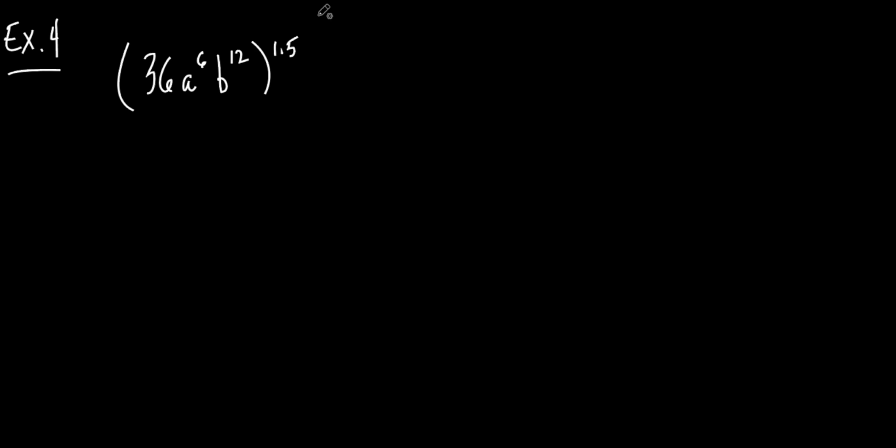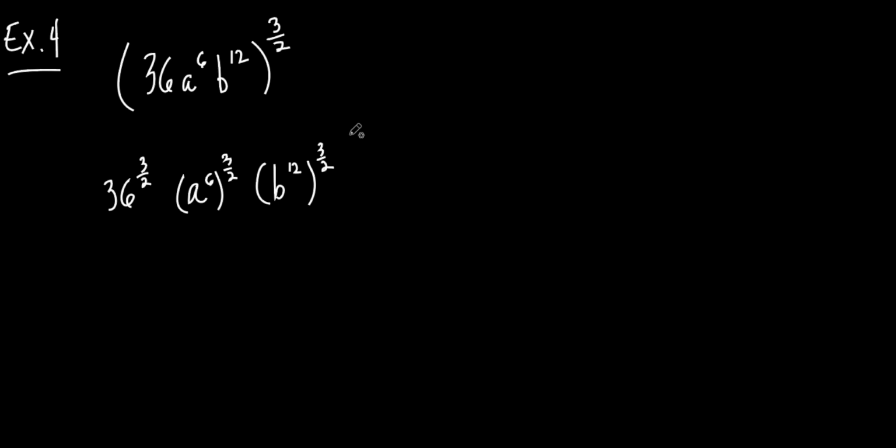Well, what's 1.5 in your head? Yeah, it's a fraction. 3 over 2, right? Because that's what we're dealing with now. So wouldn't it be better to go 3 over 2? It's 1.5. All right. So that'll help us out a little bit. Let's write these down. I got 36 to the 3/2 power. I got a to the 6 to the 3/2 power. Then I got b to the 12th to the 3/2 power.